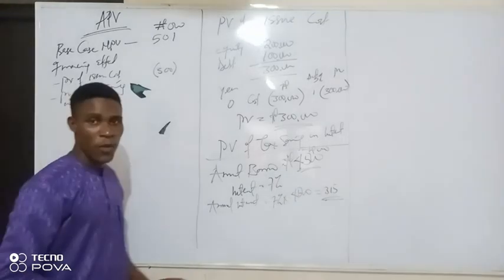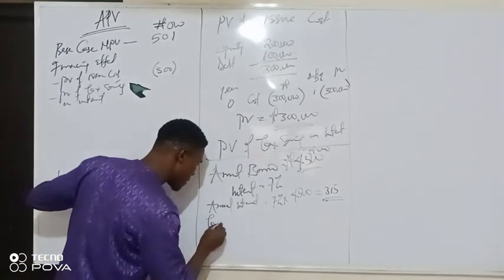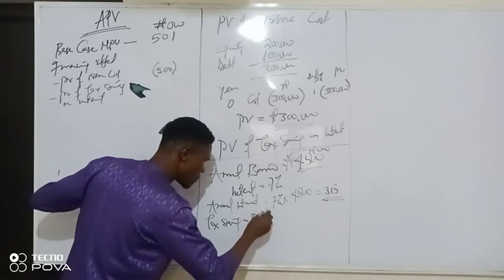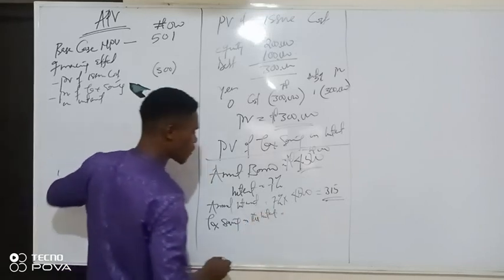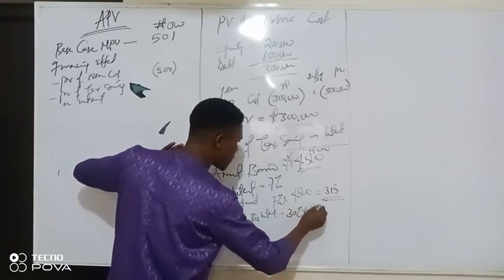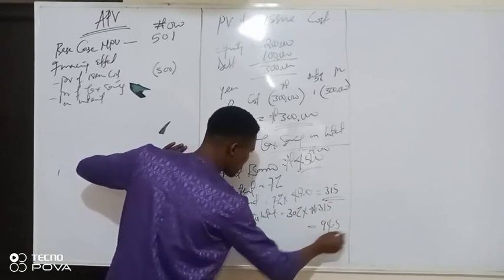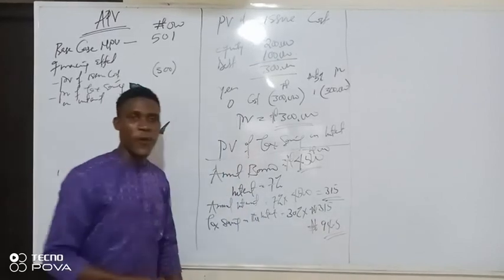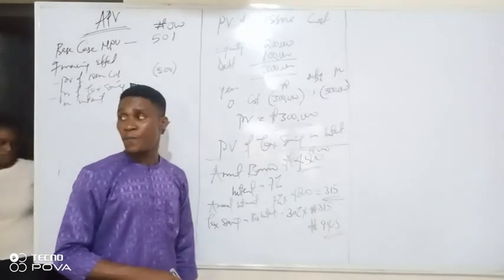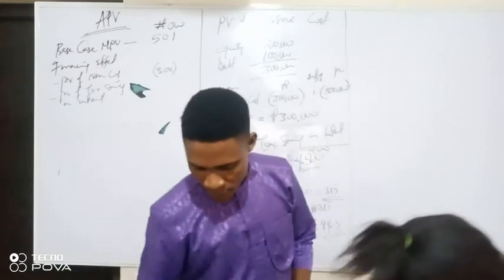What are we looking for? Tax savings. So our tax savings on the interest will now be, what is the tax rate? 30%. That will be 30% multiplied by 315, which is 94.5. How do we answer the question? How many years is the loan? 4 years, because it's over the life of the business.